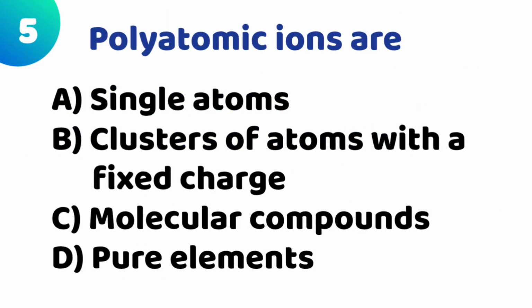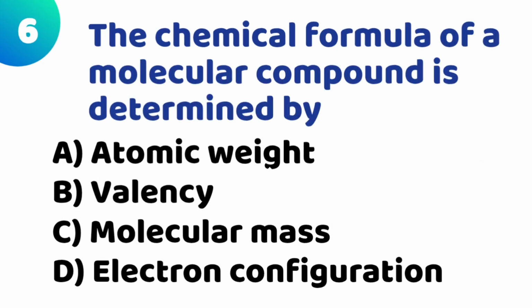Fifth case. Polyatomic ions are option A, single atoms, option B, cluster of atoms with a fixed charge, option C, molecular compounds, option D, pure elements. The correct answer is option B, cluster of atoms with a fixed charge.